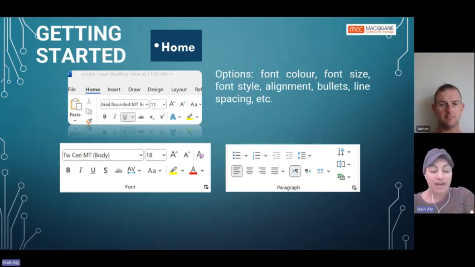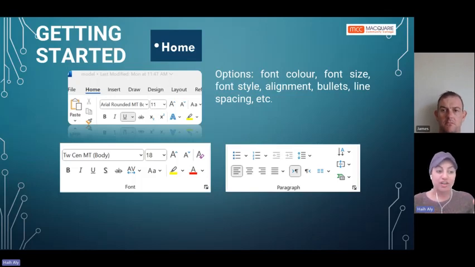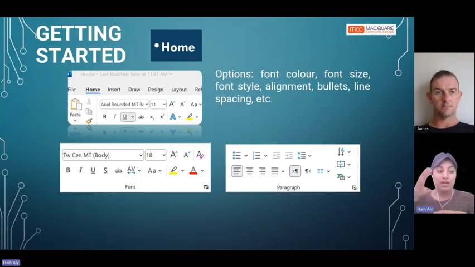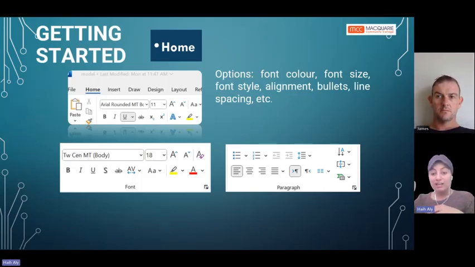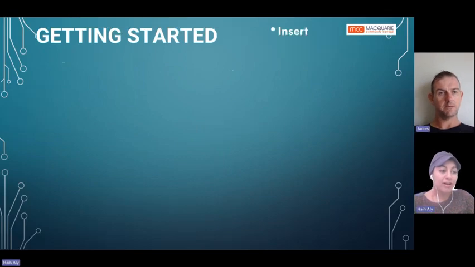Now, with the Home tab, what is a Home tab? In the Home tab, you can change the basics of your text. You can change the font color, the font size, the style, the alignment, whether to make bullet points, numbering, line spacing, and so on and so forth. I will show you an easy way to do it, a shortcut, and you can always have it through the Home tab. Now, what else can we do?